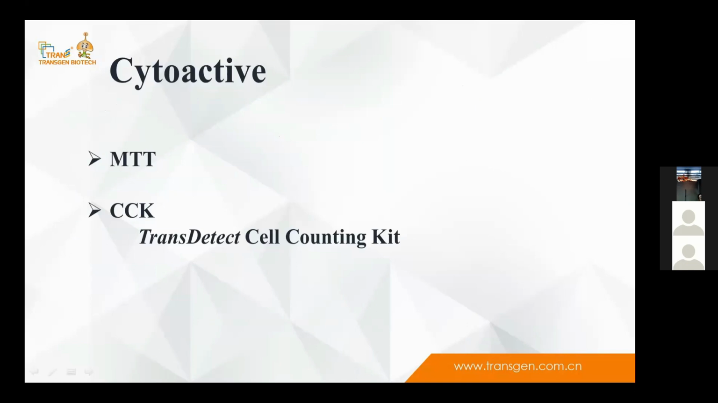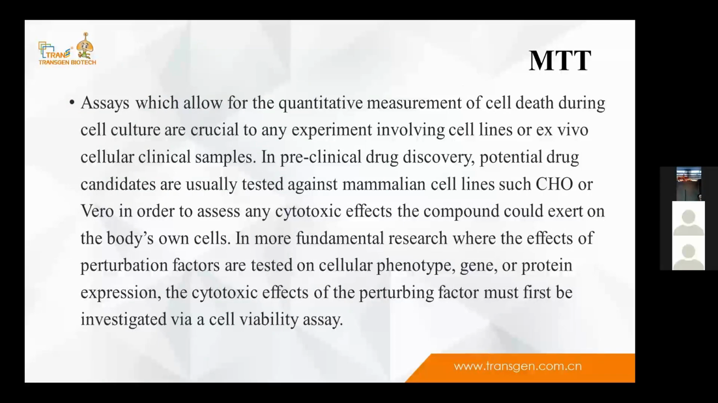For cytoactivity, we can use MTT and CCK to detect cell viability. The MTT assay is a very classic way to quantitatively measure cell death, which is crucial in any experiment involving cell lines or whole cellular clinical samples. In this case, such as CHO cell lines or viral cell lines, we have to use MTT to detect the cytotoxicity effect and the compound's effect in the experiment to detect their viability activities.